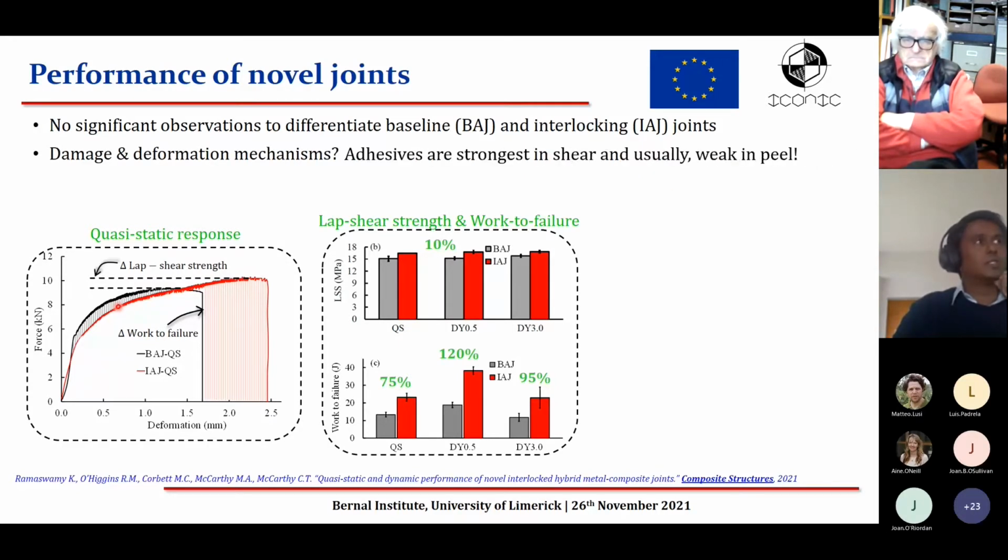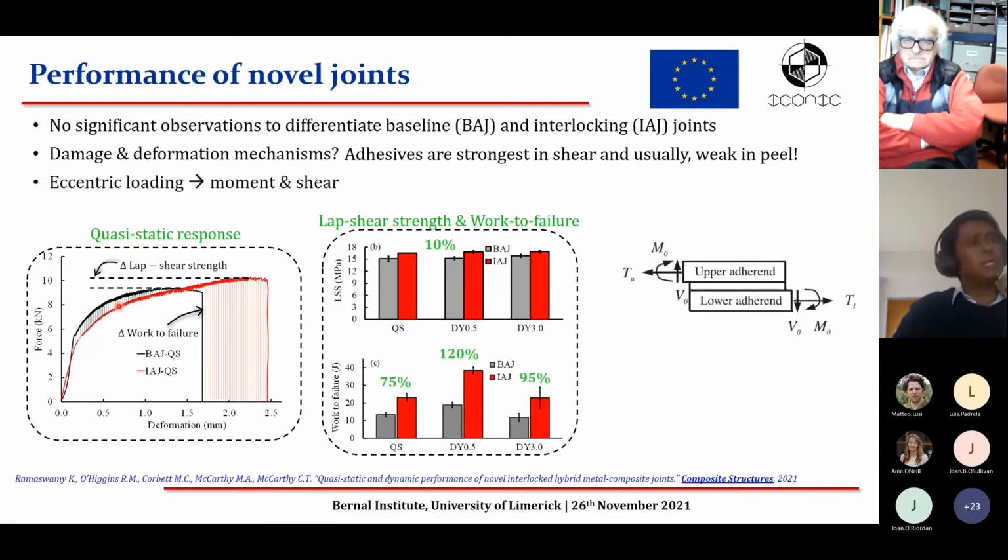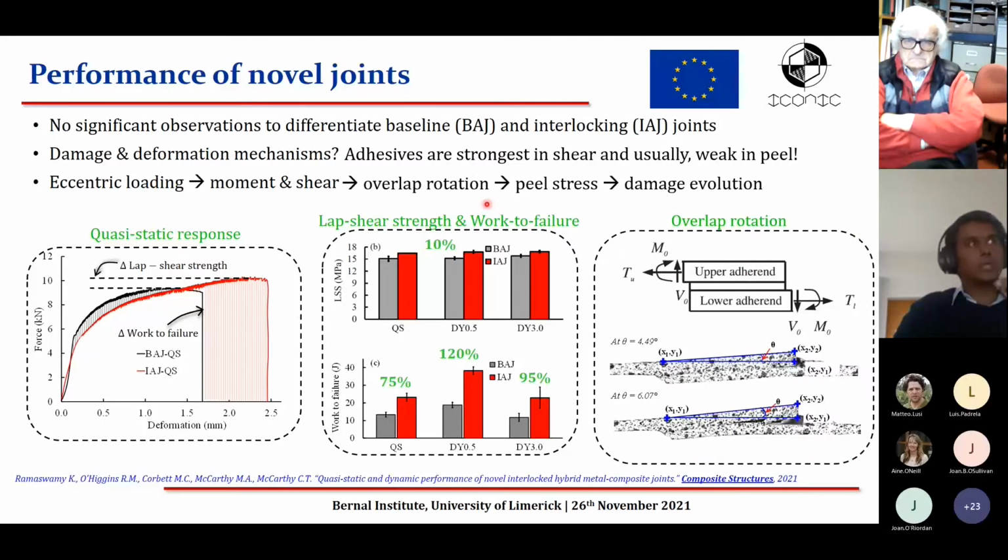But we know that adhesives are strongest in shear, weakest in peel. We also know that the eccentric loading is going to cause a moment and a shear force at the overlap ends of a joint. These moments can cause overlap rotation, and overlap rotation means peel stresses. And peel stresses are primarily the reason for damage initiation and evolution in the joints.